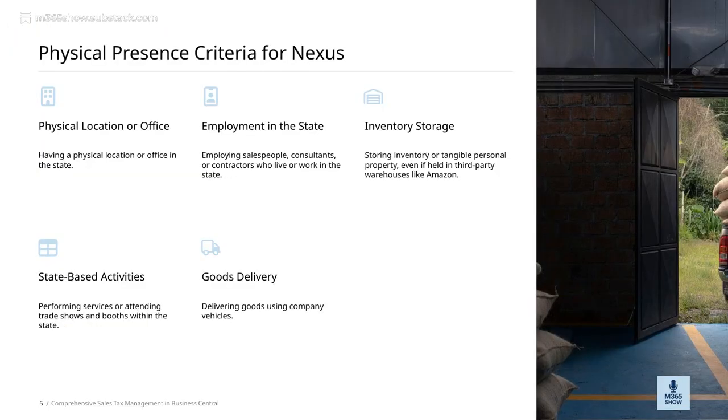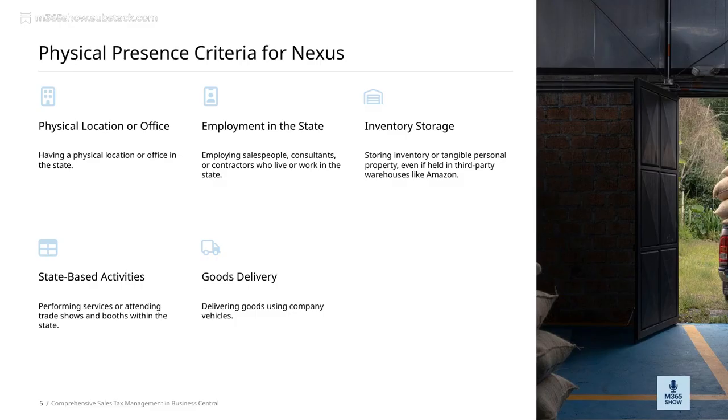Let's take a closer look at the physical presence criteria for Nexus. These are the key factors that determine when a business has enough connection to a state to be required to collect sales tax. First, delivering goods using company vehicles is a clear indicator. If your business physically transports products into a state with your own trucks or vans, that creates a Nexus. It shows active involvement in that market.